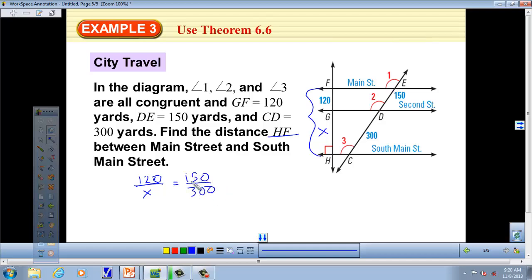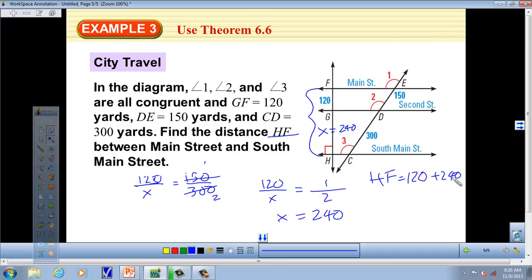And if you notice, 150 and 300 have that 1 to 2 ratio. If we simplify that, this would be 1 and this would be 2. Hopefully you saw that. So I'd go 120 over X is equal to 1 over 2, and therefore X is equal to 240. That is not your answer, though. We know that this is now 240, so in order to find HF, we would do 120 plus 240, which is 360.